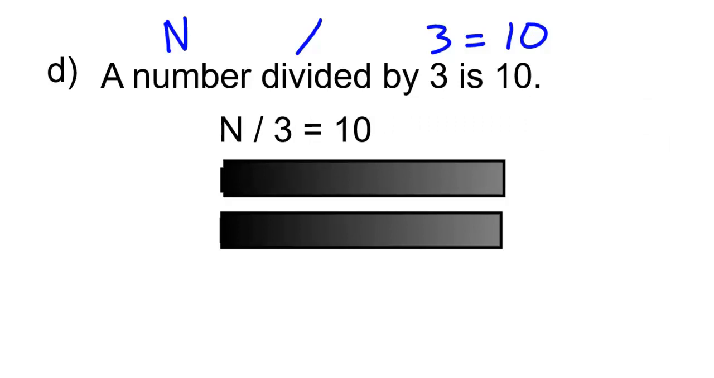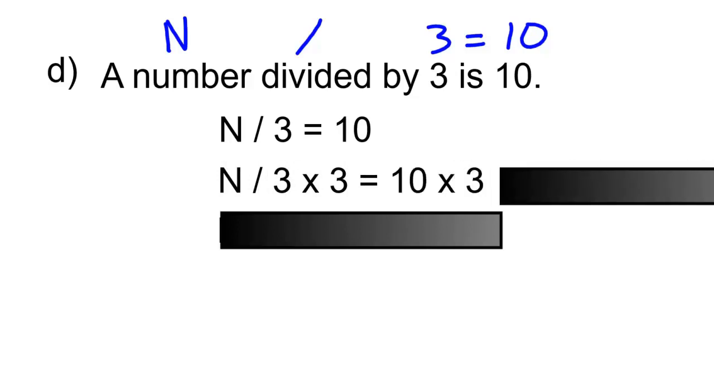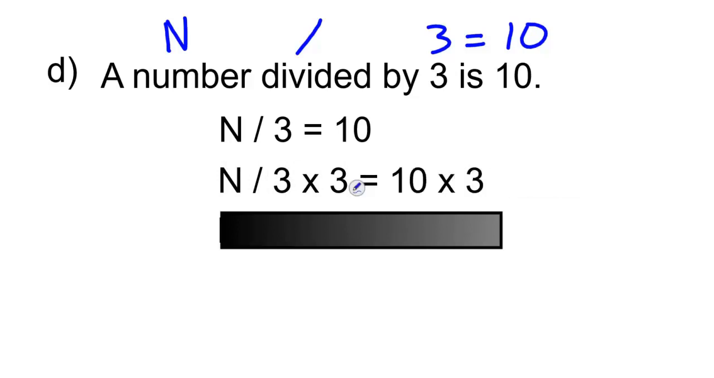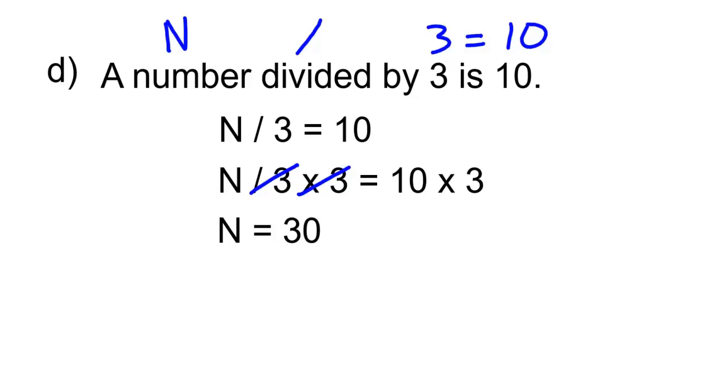To remove divided by 3, you need to multiply the left-hand side by 3, which means you multiply the right-hand side by 3 as well. The divided by 3 and multiplied by 3 will cancel, leaving you with n equals, and 10 times 3 is 30. Therefore, n is equal to 30.